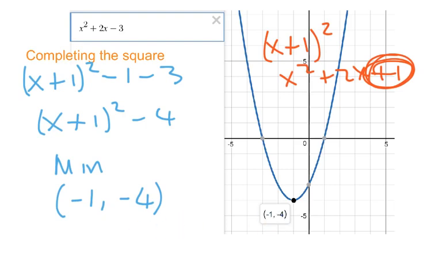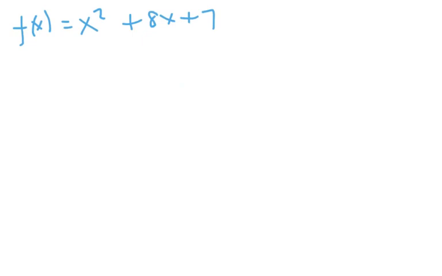Okay, let's have a look at another one. The question might be, can you find the minimum or the turning point of this function here? f of x is equal to x squared plus 8x plus 7. So let's proceed like we did the last time. I'm going to do x plus 4 to be squared. The 4 comes from half of 8.